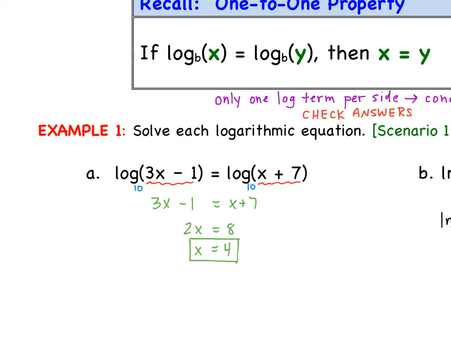Now when we check our answers, we can see, all right, well, when x equals 4, for this portion here, I get 12 minus 1, which is 11. Okay, that's positive. And when I check in here, we get log of 4 plus 7, which is 11. So we get those positive arguments there. Did you need to show that? Not necessarily, but you do need to check in your head.